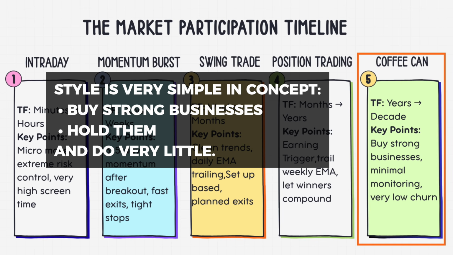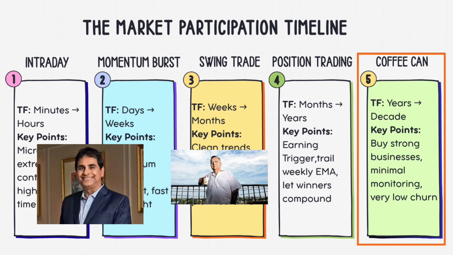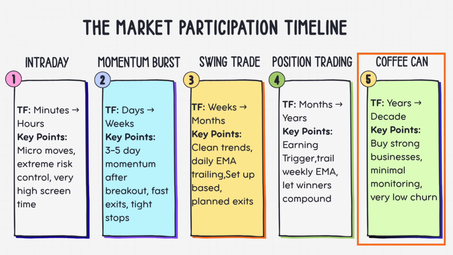And this style is very simple in concept: you buy strong businesses, you hold them, and do very little for a long period of time. So, for example, Vijay Kedia, Anil Goel, these are the big investors who tend to hold businesses for a long period of time, and they operate in this zone. So once this timeline is clear, now let me bring this back to me.